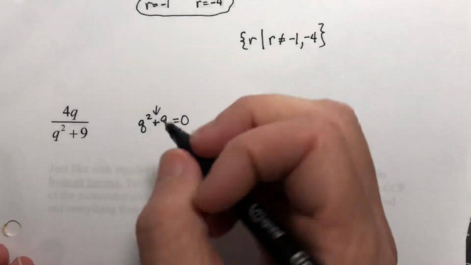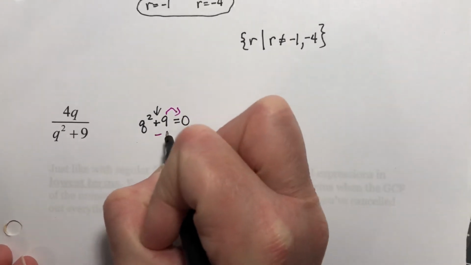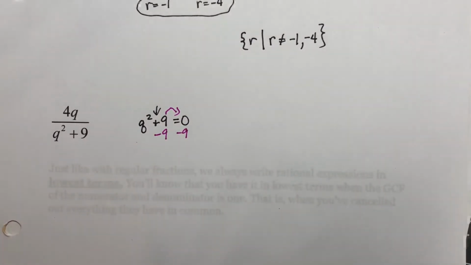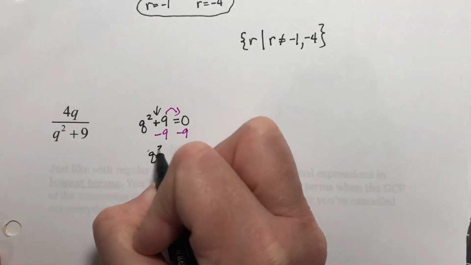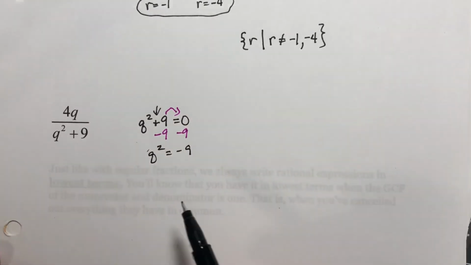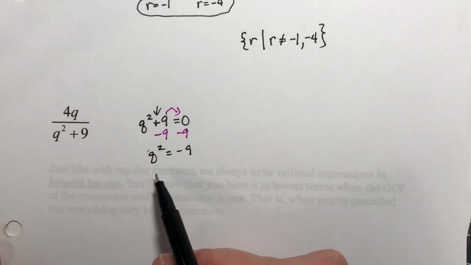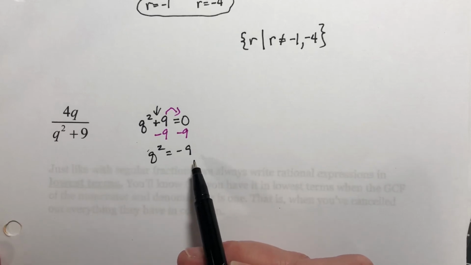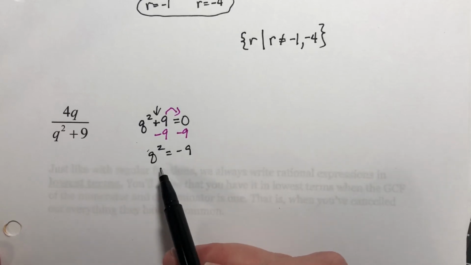Imagine moving this over to here. So let's subtract 9 from each side. And that gives me q squared equal to -9. Well, this is saying if I square something, I get a negative number. There's no way for that to happen.